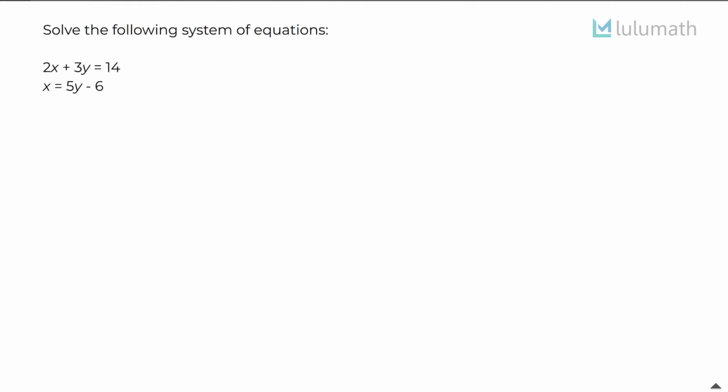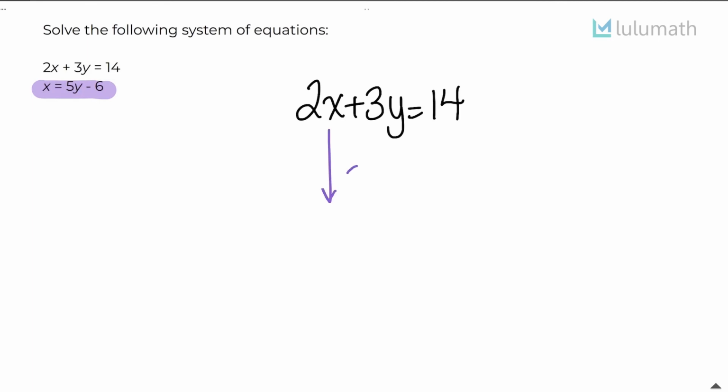Okay, our last example that we have here asks us to solve the following system of equations. Our first equation is still the same. It's 2x plus 3y equals 14, okay? But now the information that we're given about x is a little bit more complicated than the first two examples. But again, the process is exactly the same. x is equal to 5y minus 6. So what I'm going to do is I'm going to still substitute in what is equivalent. So we know that x is equal to 5y minus 6.